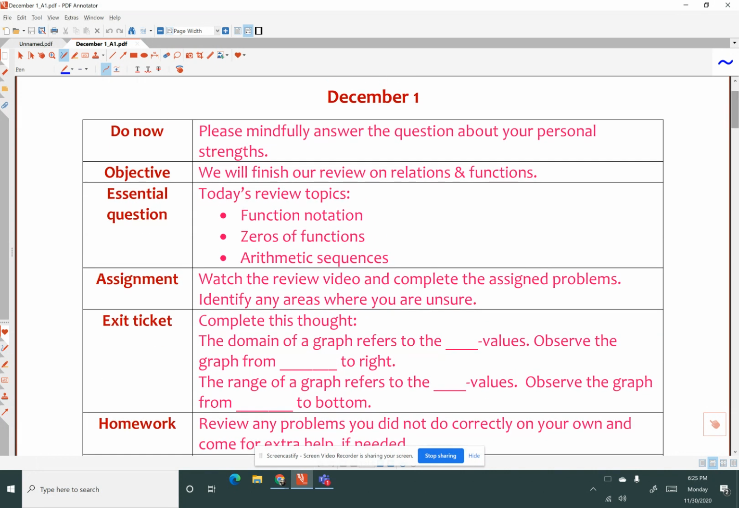So to start our class for our Do Now, we will mindfully answer a question about personal strengths. Yesterday, we talked about other people's strengths, someone you admired. Today, we're talking about a strength that you have, a personal strength. We'll finish our review. That's our objective on relations and functions. Today's topics will include function notation, zeros of functions, and a little bit on arithmetic sequences.